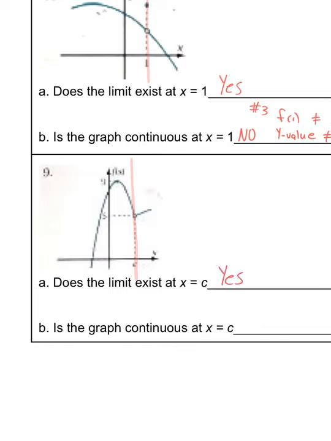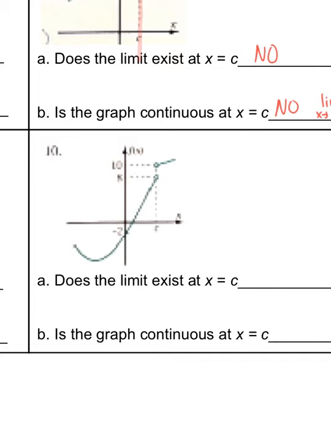Is the graph continuous? Let's go through our steps. Is there a y value here? There is no y value here because there's a hole there. So we would say no, and we would say step number 1 fails. F of c, DNE. There is no y value.